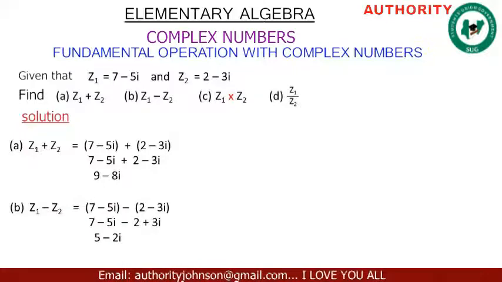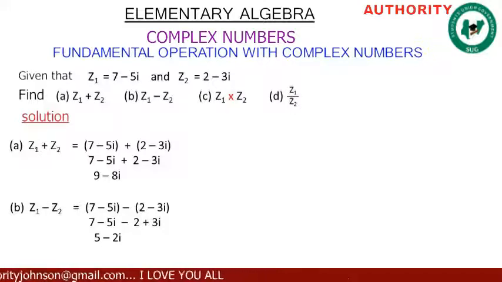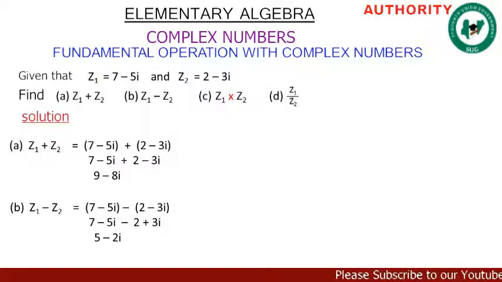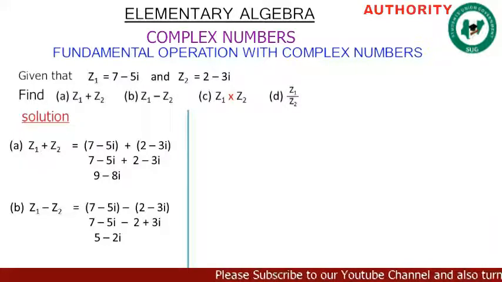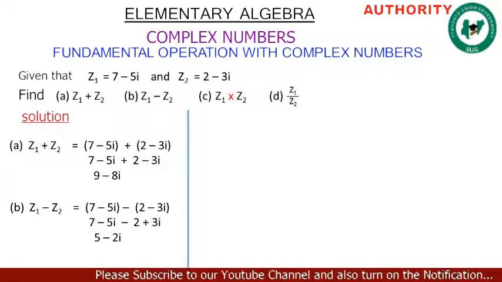Okay, good. Let's go. B, which is z1 minus z2. We're going to have 7 minus 5i in bracket minus open bracket 2 minus 3i close bracket. Here let's open the bracket. We're going to have 7 minus 5i minus times 2, we're going to have minus 2, then minus times minus 3i, we're going to have plus 3i. So that means 7 minus 2 is equal to 5, and then minus 5i plus 3i is equal to what? Minus 2i. So therefore z1 minus z2 is equal to 5 minus 2i.